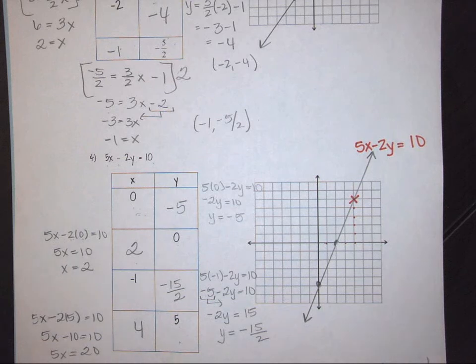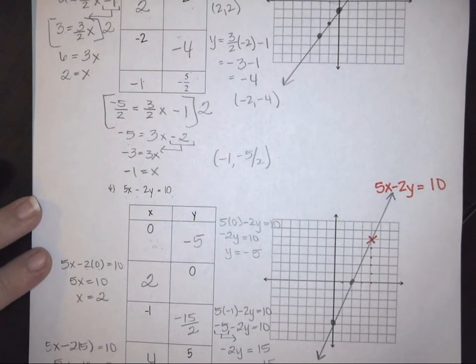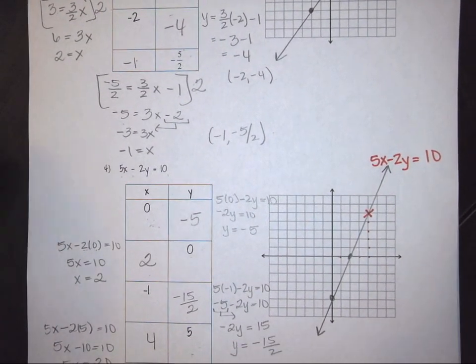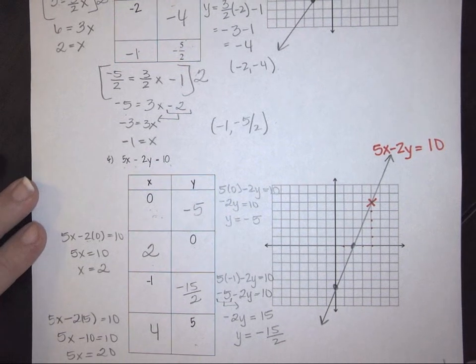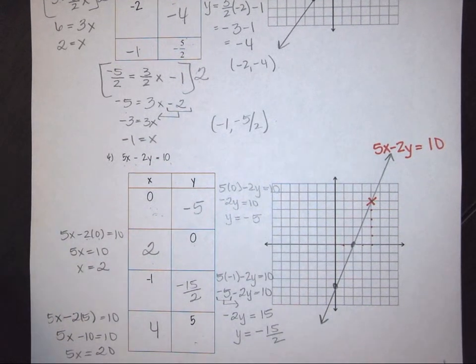So in a nutshell, that's everything that you need to know in order to find the missing coordinate point, whether you are just given the coordinate points and the equation, or whether you're given a table form and asked to graph. So if you have any questions, please let me know.